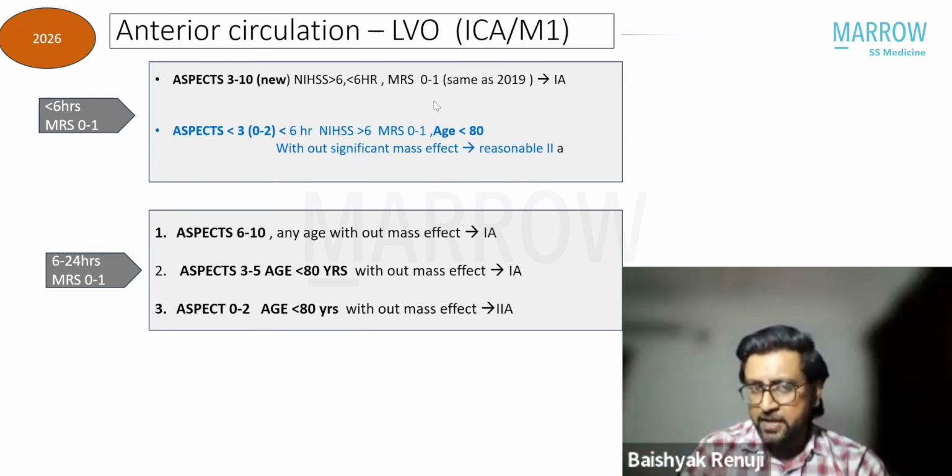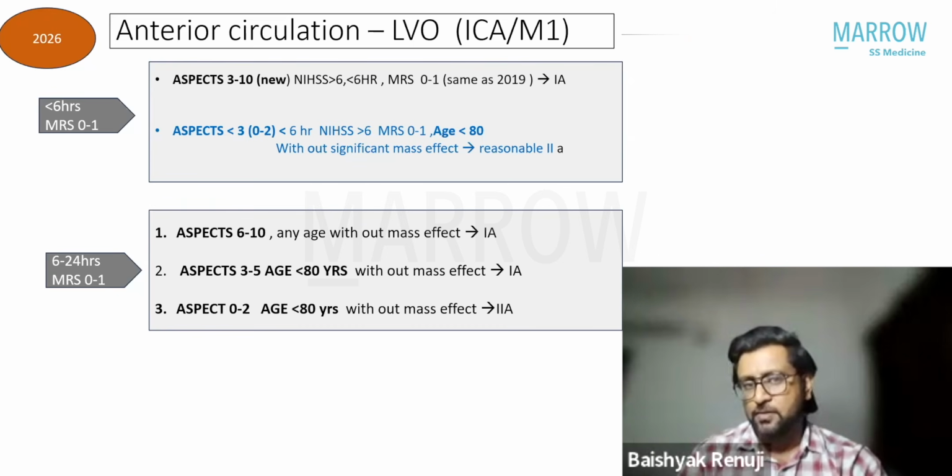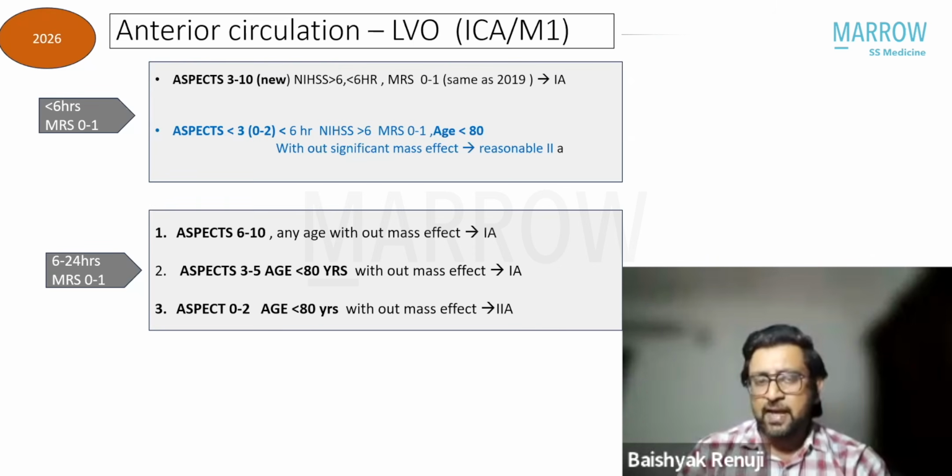Preferably the age is less than 80. So the lower the ASPECTS, the higher age group has higher risk. So lower ASPECTS thrombectomy, less than 3, up to 0 is there, but the age should be less than 80. More than 80 with significant mass effect, you should not do. That is a takeaway point from that. And 6 to 24 hours, ASPECTS 6 to 10, again, you can do within 24 hours at the level of 1A, preferably if you have shown salvageable tissue based on perfusion, DAWN or DEFUSE criteria. DAWN is based on MRI and clinical, while DEFUSE is based on diffusion perfusion criteria.